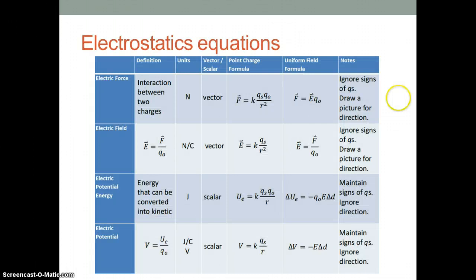Now, first I'd like to start out with showing all the equations for electrostatics. Over here is for electric force, here is for electric field. This one is for electric potential energy, and this one is for electric potential. Now, for the problem that I found, we're only going to be using these two, over here.